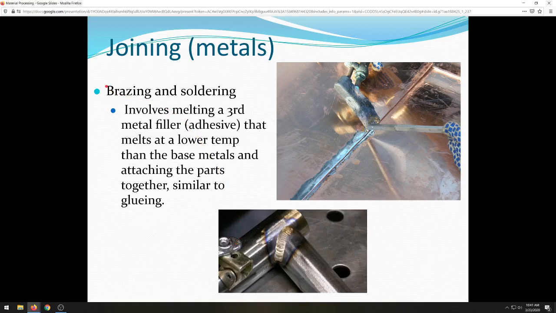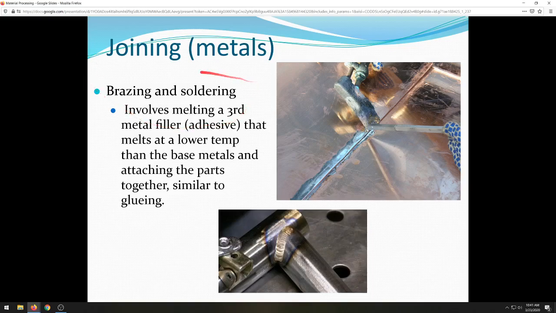More joining of metals: brazing and soldering. So that's done. Essentially, it's gluing. This is an adhesive process, as I've said in class before. We're not melting our base metal. We're just flowing another liquid metal that melts at a lower temperature into the pores of our base material, and as it cools and solidifies, it's then locking into place.